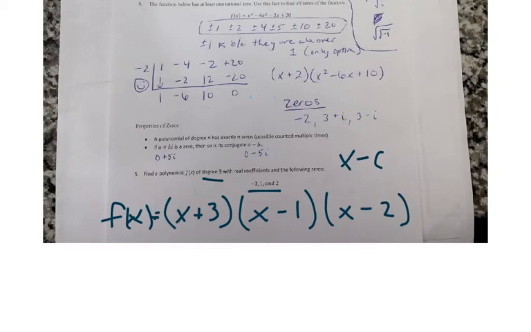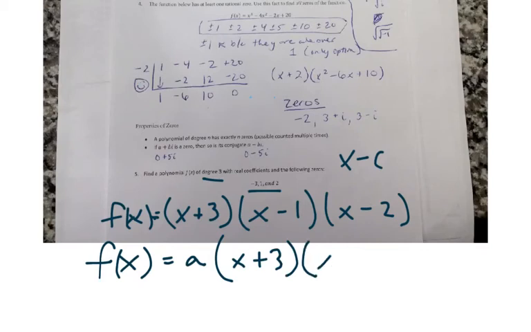Now, in general, we can actually assume that this has an unknown coefficient in front of it. But we can only find that unknown coefficient if we're given more information about the polynomial. So we're about to see an example that's just like that. Okay, so pointer, boom.